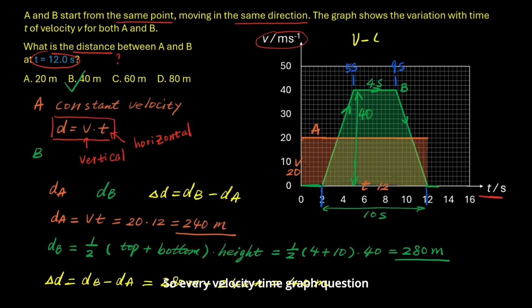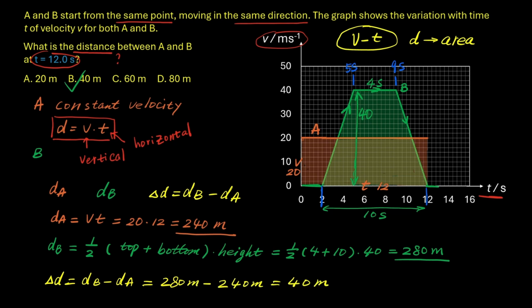So every velocity time graph question about distance comes down to one thing, the area. So you identify the shapes and then calculate the areas. It doesn't matter how complicated that graph looks. It's always just geometry.